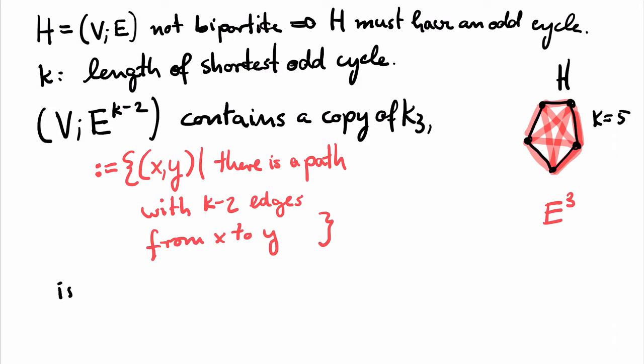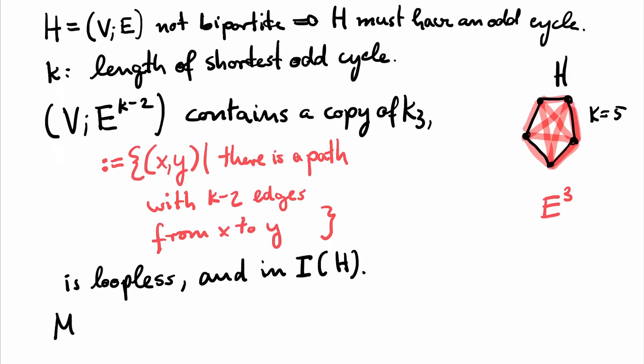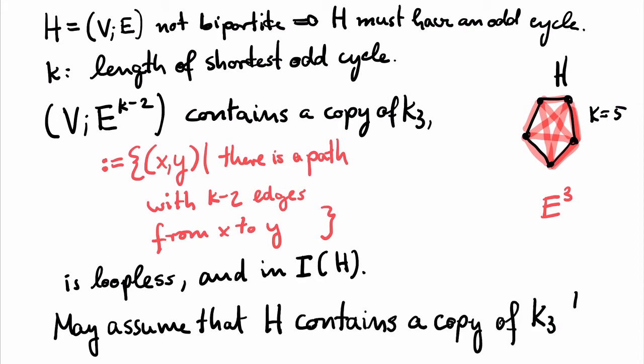In general, since k was chosen to be minimal, the new graph is again loopless. Moreover, the edge relation of the new graph is primitively positively definable in the old graph. It follows that we may assume without loss of generality that H contains a triangle. The reason is that if K3 can be PP constructed from the new graph, then K3 can also be PP constructed from the old graph. So we may simply replace H by the new graph.